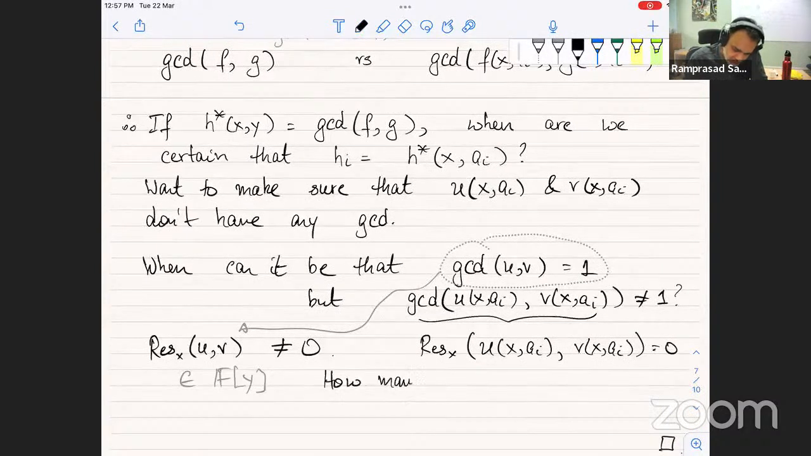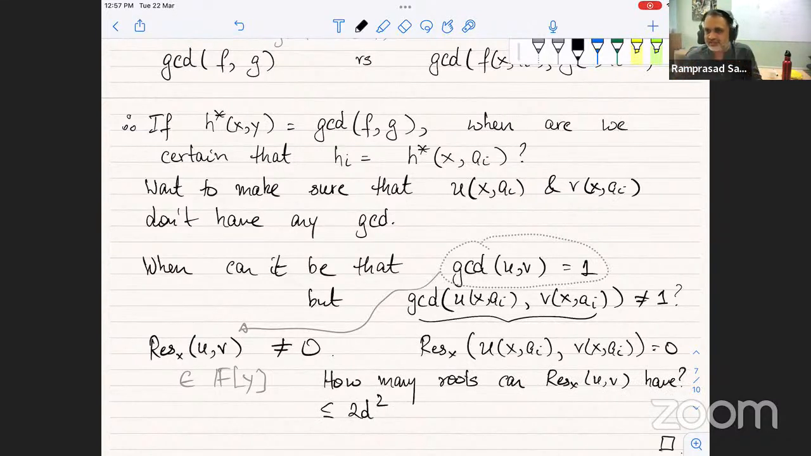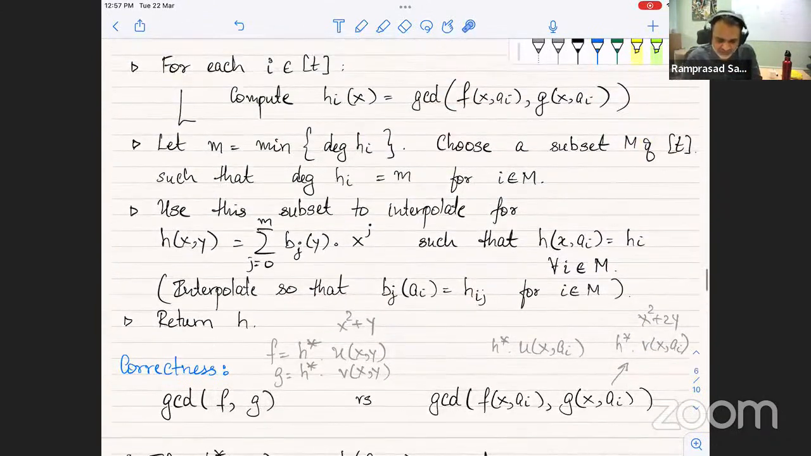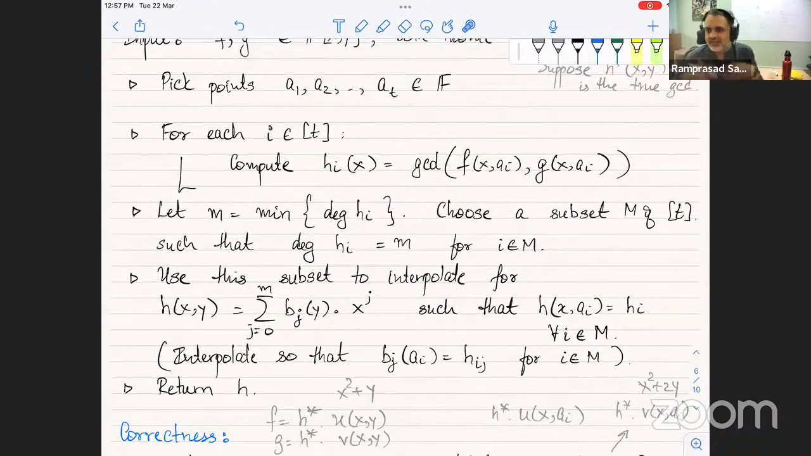Okay, so how many roots can the resultant of u comma v have? This is at most 2d squared, because I know it's a polynomial of degree at most 2d squared. So worst case, on 2d squared of my choices of these AIs, I could have ended up making the resultant equal to 0, and then weird things are happening. I don't want to deal with them.